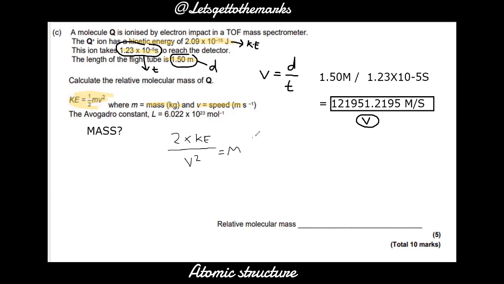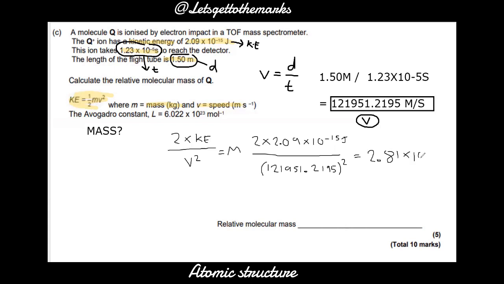Now remember, we're finding the mass of an ion, but the question wants us to find the relative molecular mass, which is to do with moles. So first of all, we're going to do 2 times 2.09 times 10 to the minus 15 over the velocity which we've got above there. And we're going to square that velocity. Make sure you put this in brackets on your calculator. You don't want it doing any funny tricks on you. And this is going to give us the mass. Now, the mass of the ion here is going to be in kilograms. 2.81 times 10 to the minus 25, and that's kg.